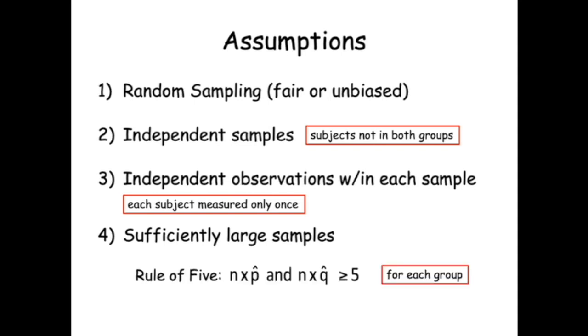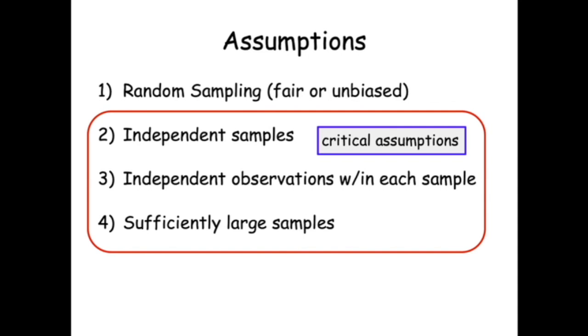The last assumption is sufficient sample size. The rule of 5 applies to both samples. These are critical assumptions. If they are not met, the test cannot be used. Random sampling is not always possible, so we meet the assumption by drawing samples that represent as much as possible the populations to which we are generalizing.